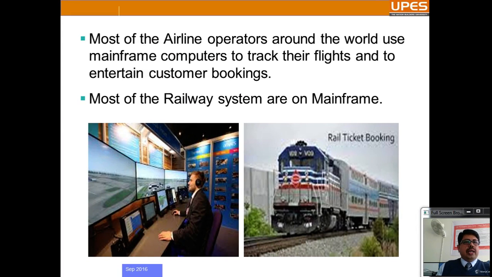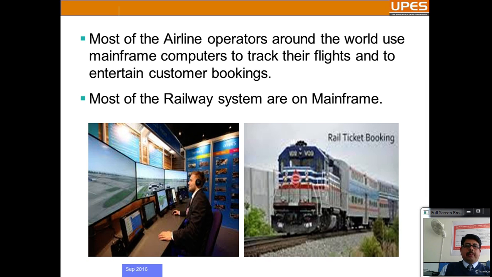Most of the airline operators around the world use mainframe computers to track their flights and to handle customer bookings. Parallel to that, most railway systems are on mainframes. IRCTC is one of the main examples of a railway system which is using mainframe systems. As of now, the air is used by a number of people in parallel. So how is it managed, at which time a particular plane is there? Here the mainframe plays a very important role.